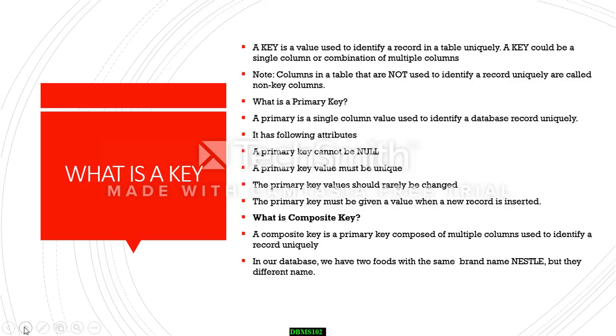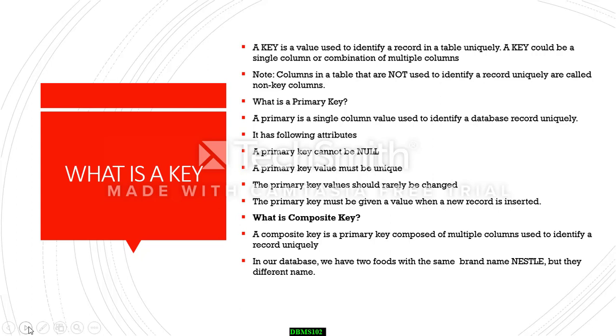Let us first define what keys are. A key is a value used to identify a record in a table uniquely. A key could be a single column or a combination of multiple columns. Note, columns in a table that are not used to identify a record uniquely are called non-key columns. What is a primary key? A primary key is a single column used to identify a database record uniquely.